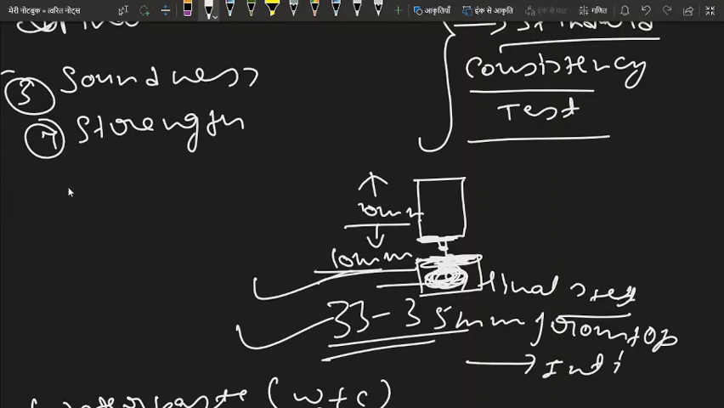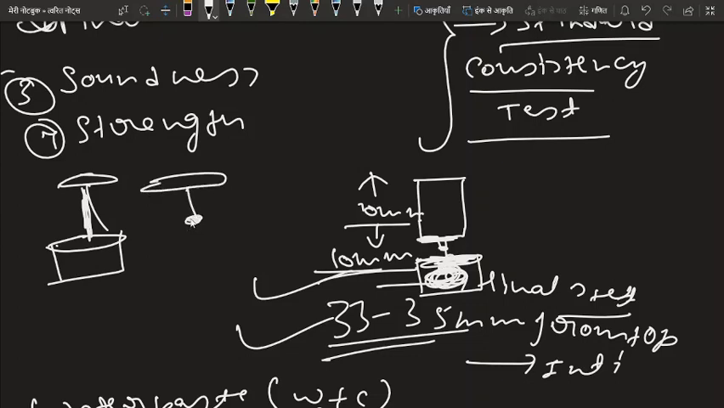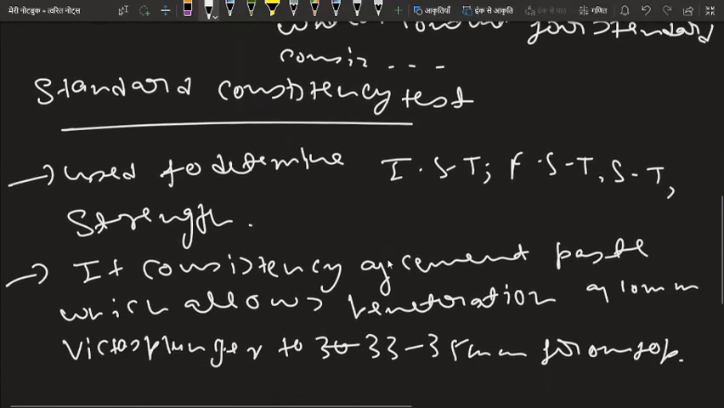Basically, we have a needle for the initial setting time test, which penetrates the mold. For the final setting time test, we have a needle with a circular point, which penetrates about 0.5 mm in the cement mold. I'm again sorry for this mistake. The 10 mm is the length of this plunger. I hope you understand.